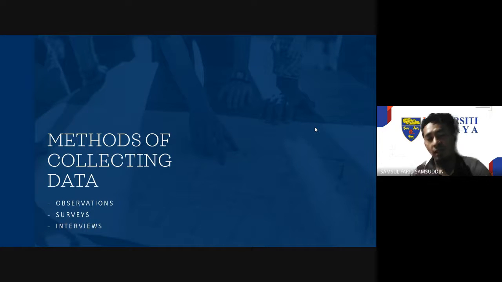These three methods of collecting data will also lead to whether your research design is this specific research design or not. Sometimes there are research designs that are inclusive of these three methods of collecting data. Okay.